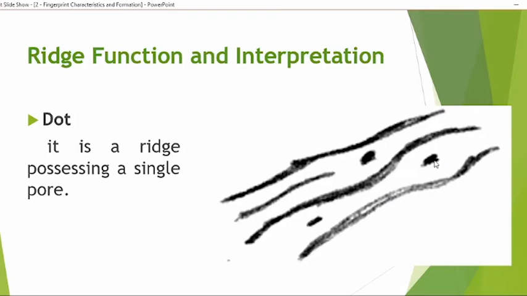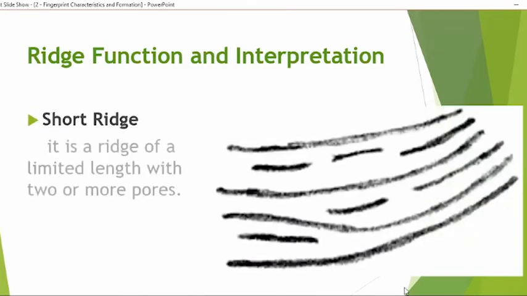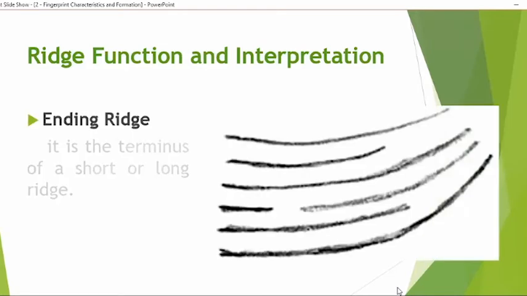Characteristic pa rin yan ng ridges. Mamaya makikita nyo, kailangan natin yan. A short ridge, of course, that is a ridge of a limited length with two or more pores. Yan. Short ridge. So, maiksi, diba? Kaya nga short. And ending ridge, that is the terminus of a short or long ridge. Yung dulo, ang tawag yan ay ending ridge. May malaking contribution yan mamaya, diba? Kaya natin dinidefine yan as ridges. Merong mga functions yan. So that is the ending ridge.